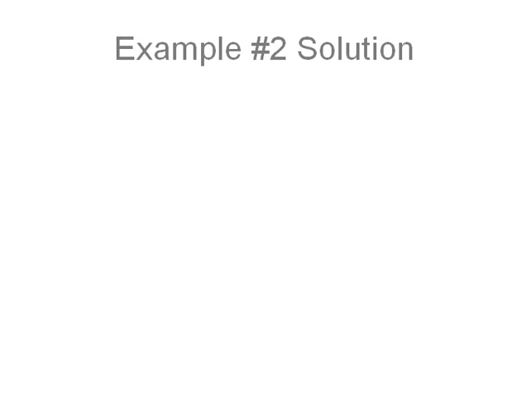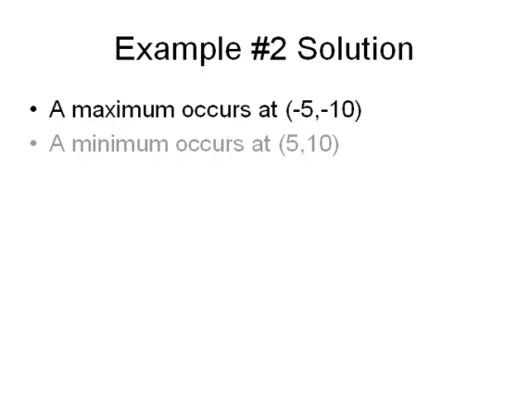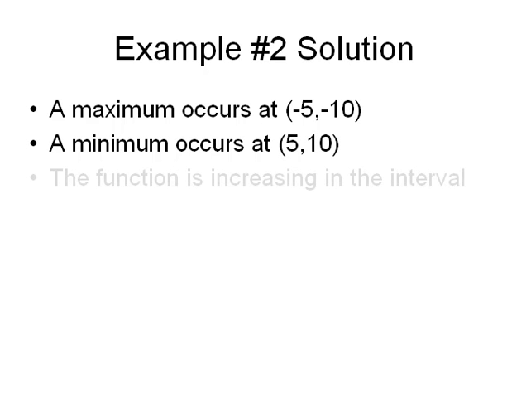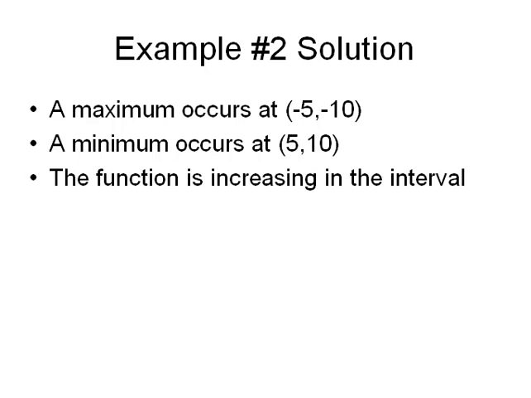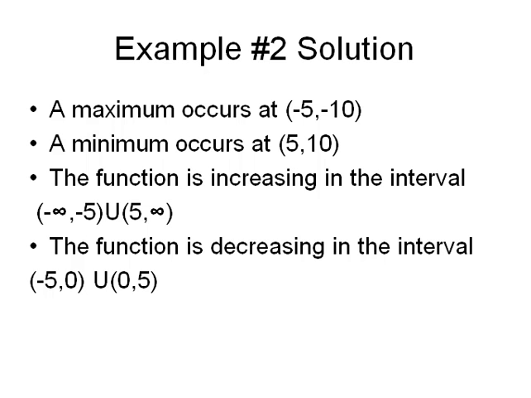Example number 2 solution. A maximum occurs at the point negative 5, negative 10. A minimum occurs at the point 5, 10. The function is increasing in the interval negative infinity to negative 5, union 5 to infinity. The function is decreasing in the interval negative 5 to 5. This can all be verified by examining the graph below.